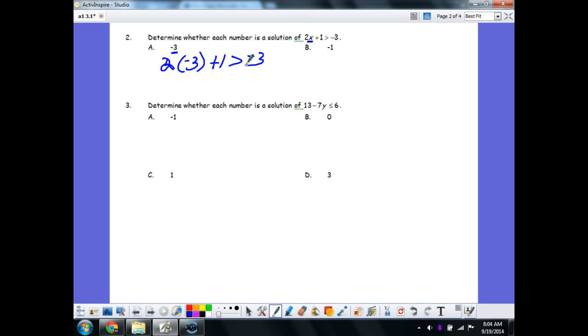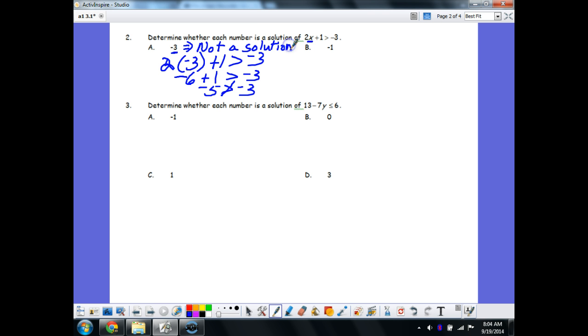So on the left side, we're going to simplify by following our simple order of operations. 2 times negative 3 is negative 6 plus 1, and we want to know if that's greater than negative 3. Well, negative 6 plus 1 is negative 5. Is it greater than negative 3? Well, negative 5 is not greater than negative 3, so therefore this is not a solution.